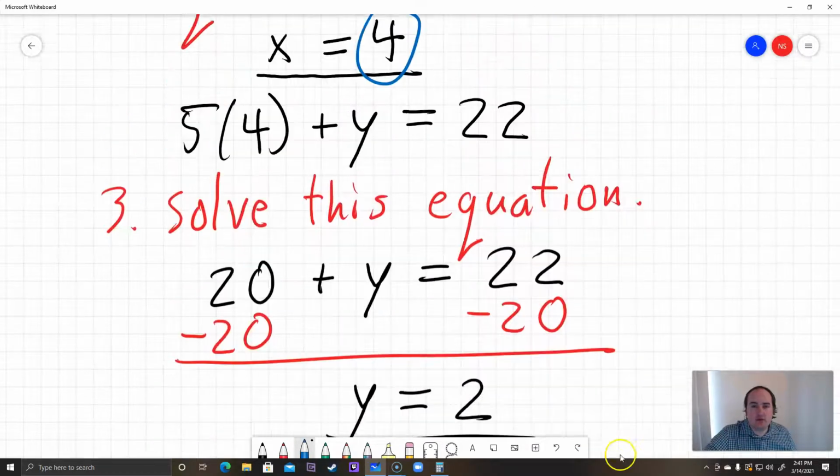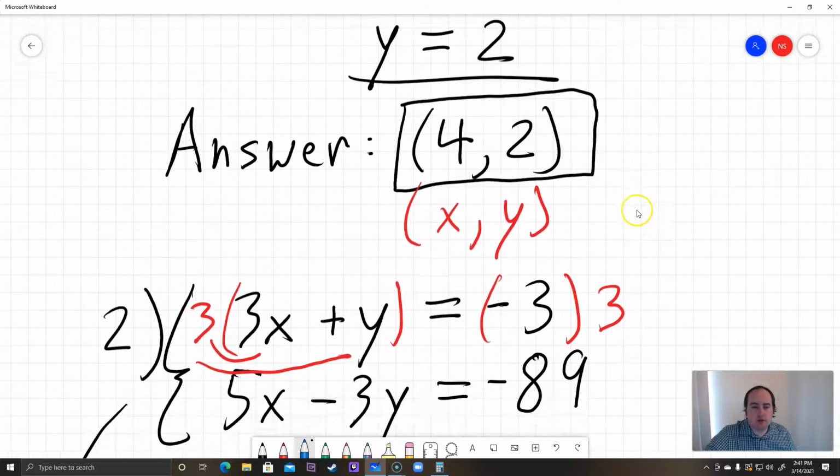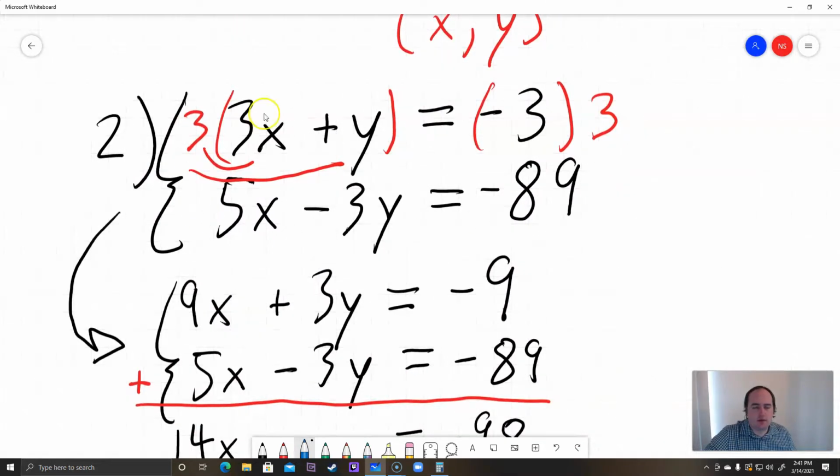So looking at the two original equations up here, we can see that the top one looks like it has smaller numbers, so that's probably going to be the easier one. So I'm going to plug into the top equation. So I'm going to replace this x here with negative 7. That's what we got for x. So we're going to have 3 times negative 7 plus y equals negative 3.